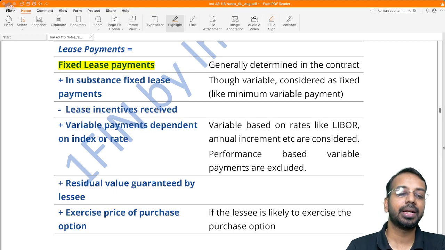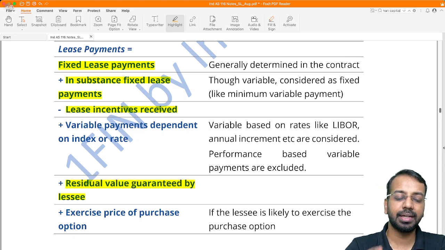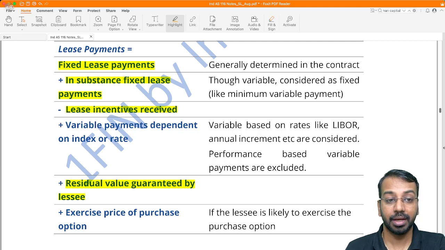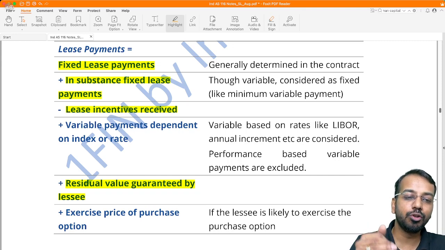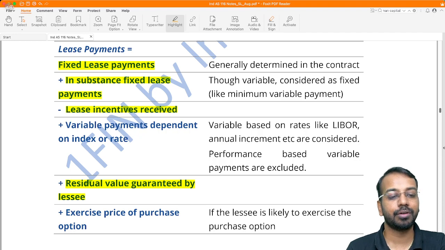And that has to be included in the lease payment calculation. So we have understood fixed lease payment, in substance fixed lease payments, then lease incentives will reduce, then residual value guaranteed by the lessee, whatever they have guaranteed, that is included. If they have not guaranteed, this is not included. When we say included, what we mean is when we calculate the present value, we will include that number in our calculation of present value.